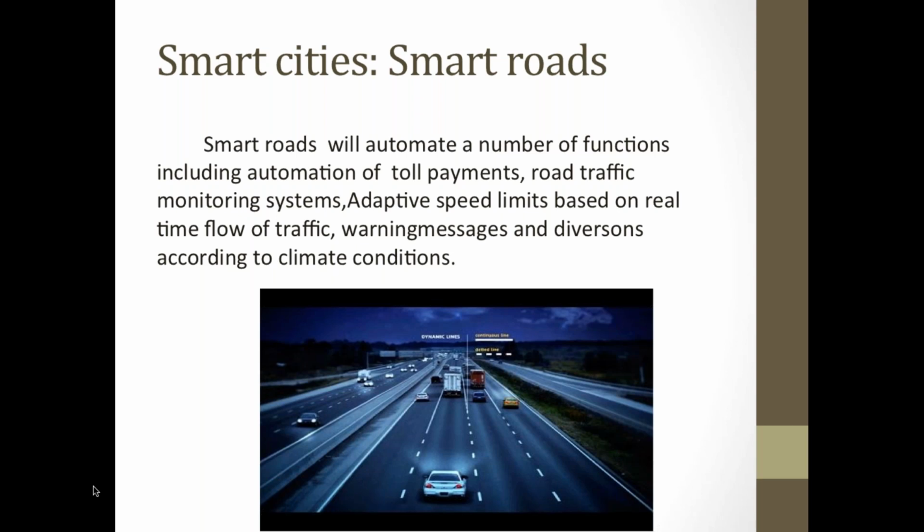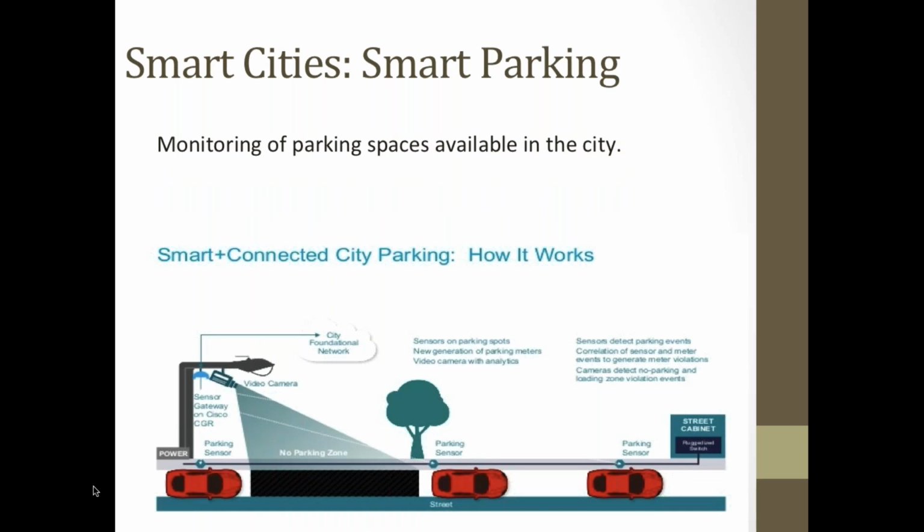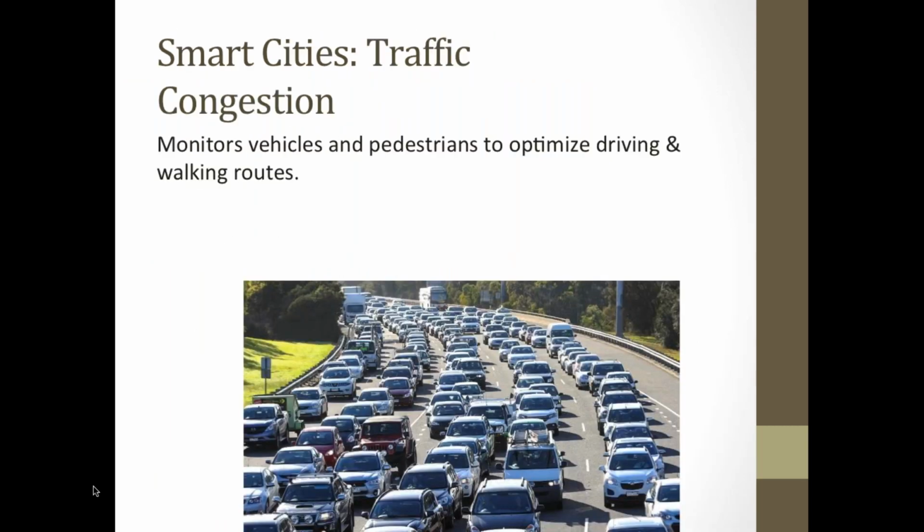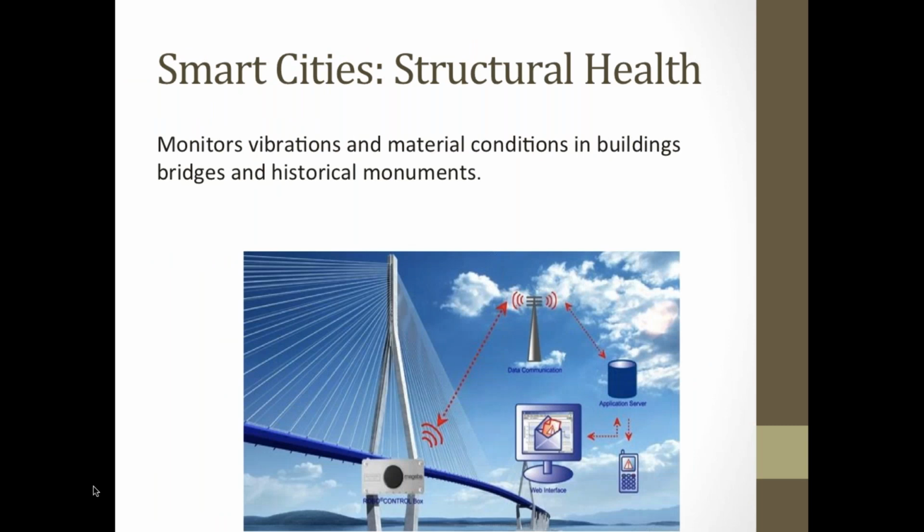Smart roads, smart parking. You're trying to park in some central area and you are unable to find parking, and a sensor sends the data to your mobile, and you're going to see where the parking place is. Then you can find the parking, and you can do the parking also. Smart parking, smart lighting, saving power, traffic congestion, and vibrations of the bridges.